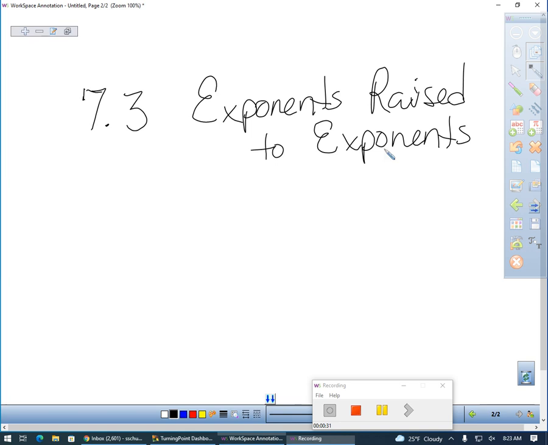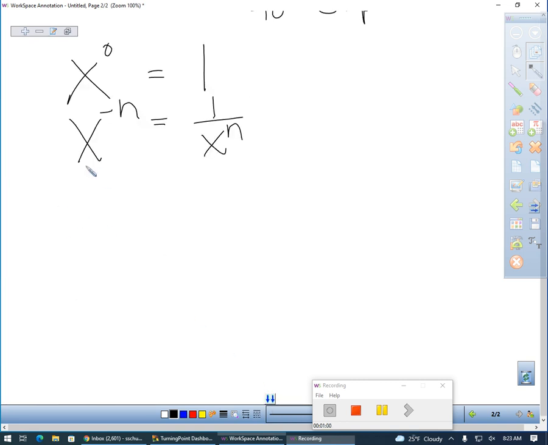All right, so for this rule, let's first revisit our other rules very quickly. If we have x to the 0, that equals 1. When we have x to the negative n, that equals 1 over x to the positive n. The next one we had was x to the n times x to the m, and we kept the base and we added the exponents, right?